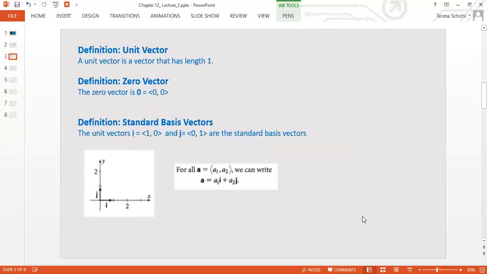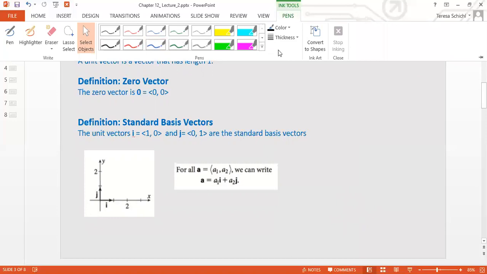Let's take a look at the next one, which is also pretty easy. What is a unit vector?